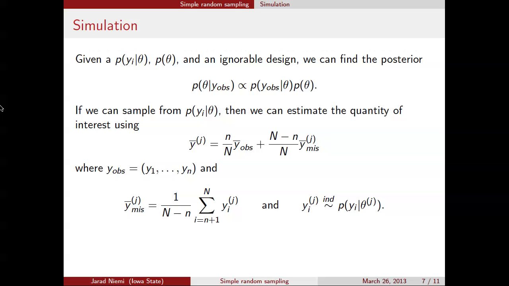Once we have those draws, we just plug y miss from those draws into the formula, and now we have a whole distribution for y bar, one for every iteration in our MCMC, or one for every draw of theta, however we got it. That makes sense? I see quizzical looks, so we should make sure that this makes sense.